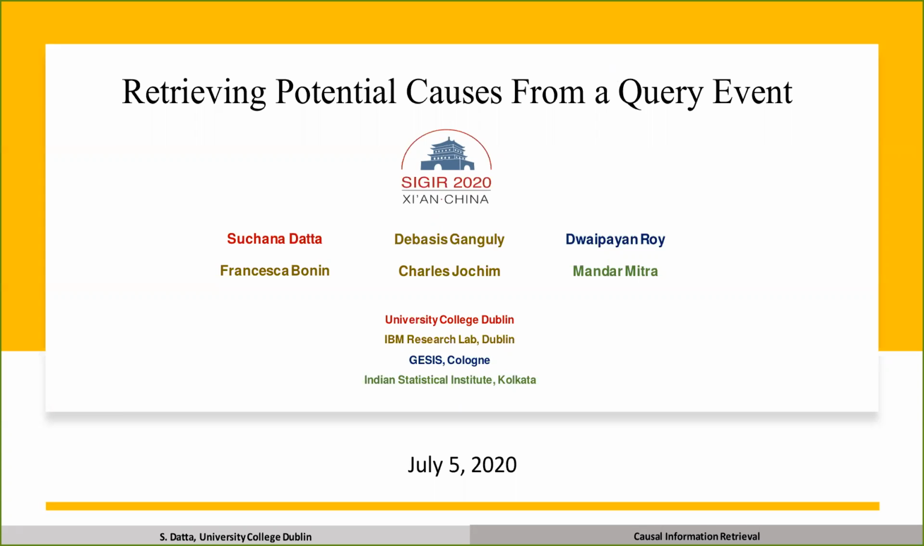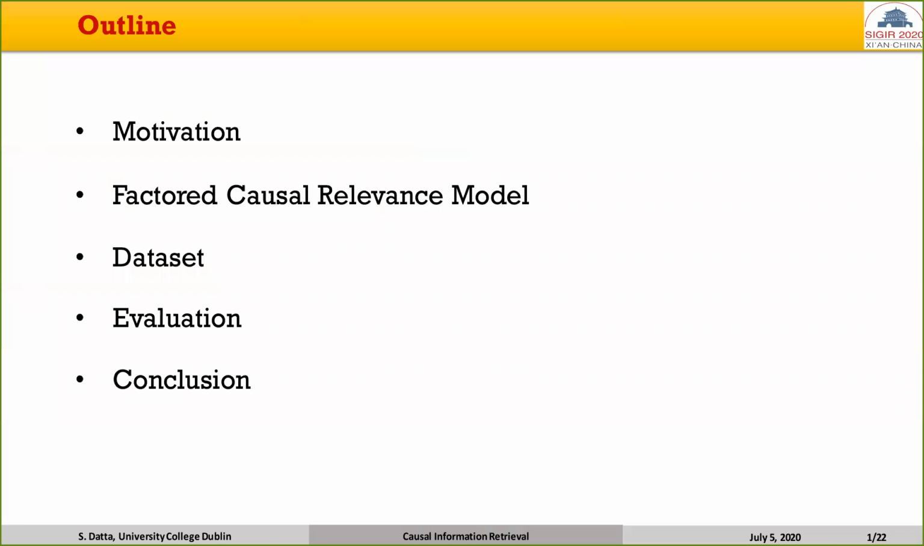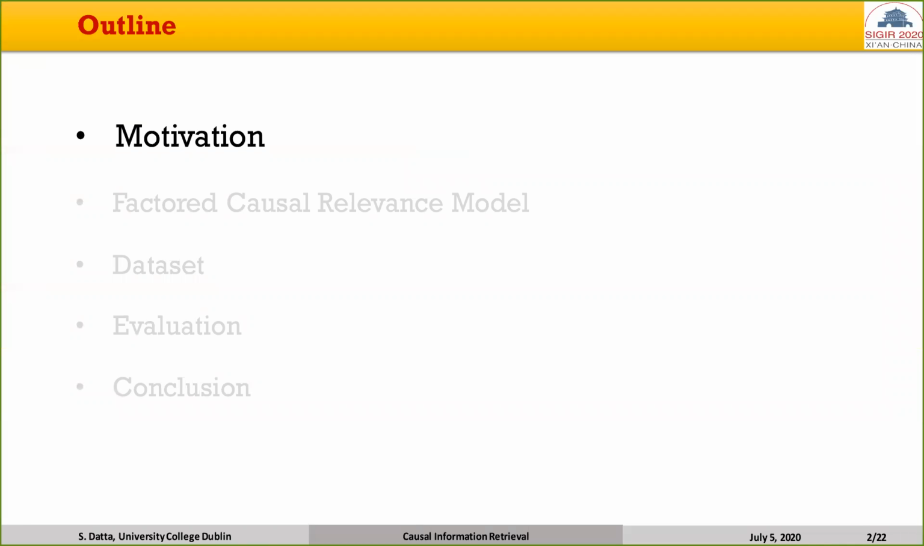I'll be presenting our paper titled Retrieving Potential Causes from a Query Event on behalf of all my team members. So these are the key points that I'm going to explain to you throughout the presentation. Let's have a look at how we got this idea.